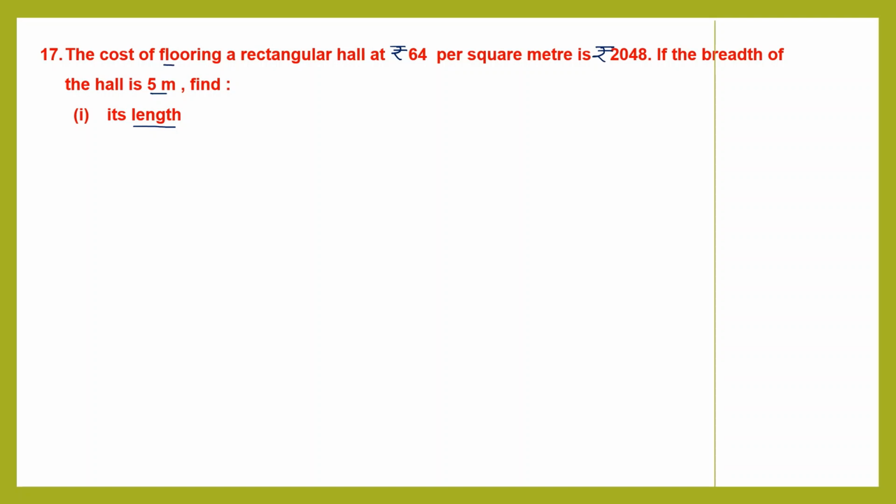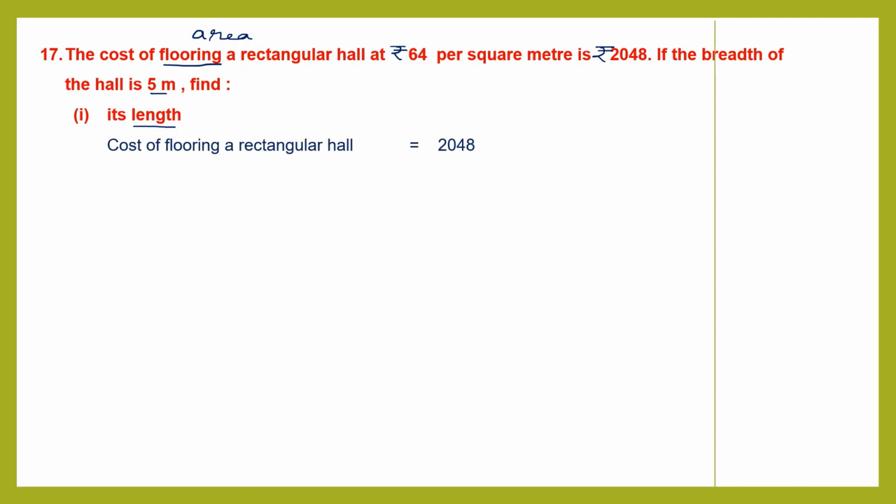Now here it says flooring. Flooring means the hall floor is covered. So that means they're talking about area. So we need to use the formula for area. Now length will be area divided by breadth. Now breadth is given but area is not given. So the first thing we need to do is find the area.